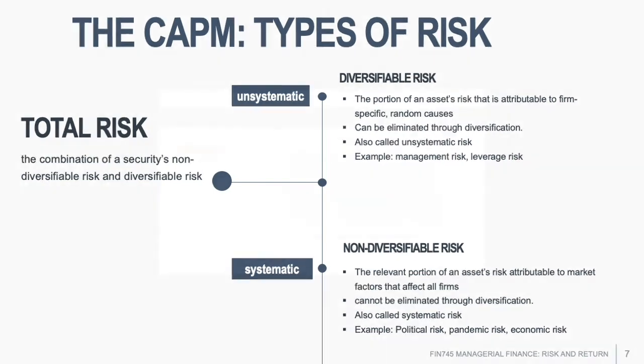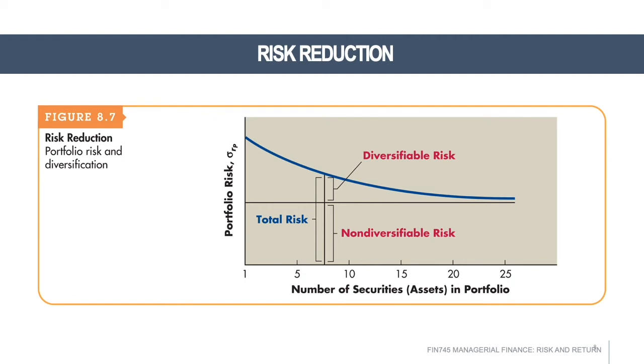So how can we reduce the risk in our investment portfolio? We can reduce the risk by adding more securities to our portfolio. If you refer to this diagram, for example, if you invest in only one security or one asset, the total risk is very high because you need to bear non-diversifiable risk and you need to bear a high level of diversifiable risk. If you want to reduce the diversifiable risk of your portfolio, you must increase the number of securities or assets in your portfolio.